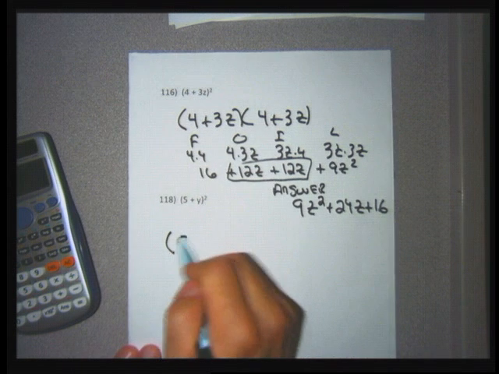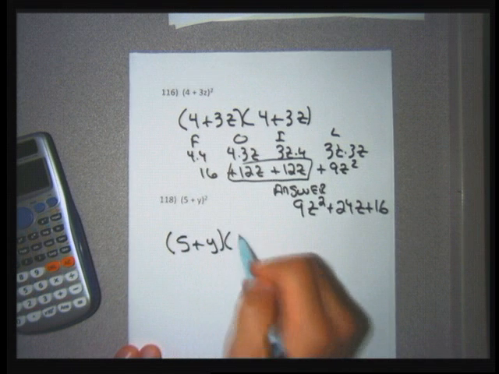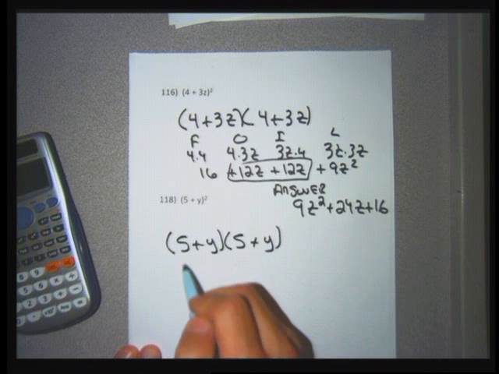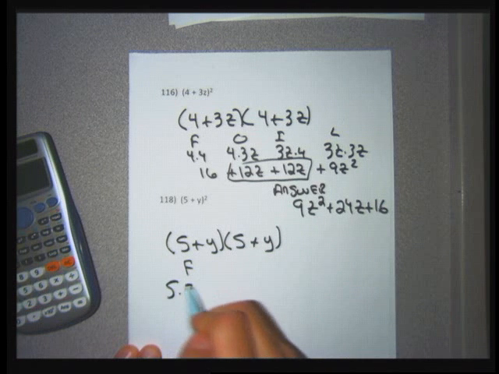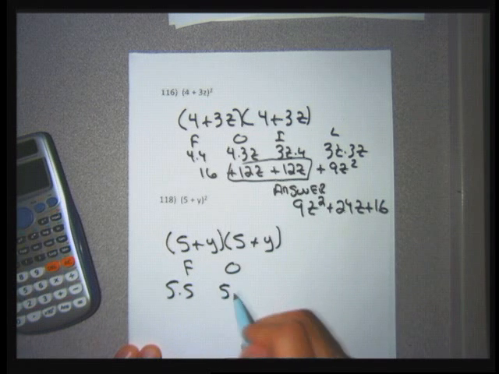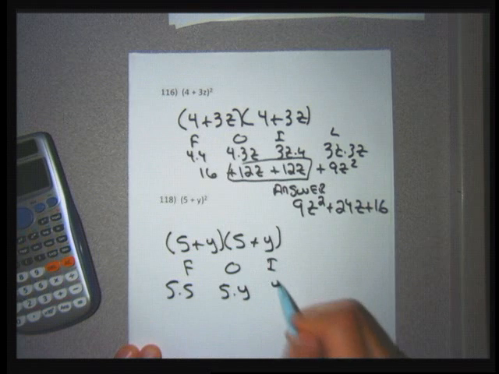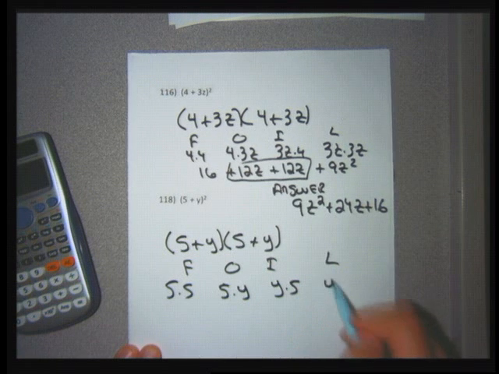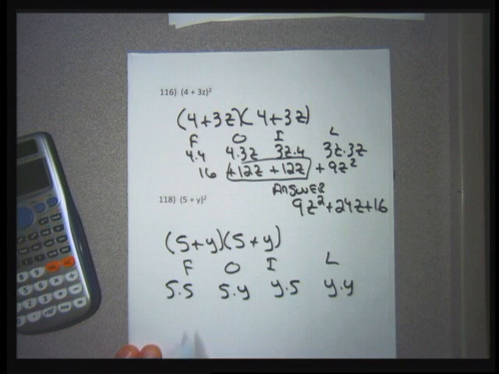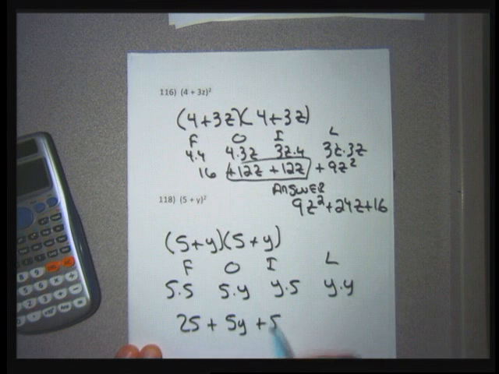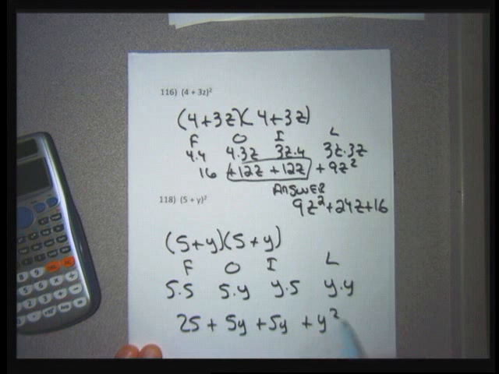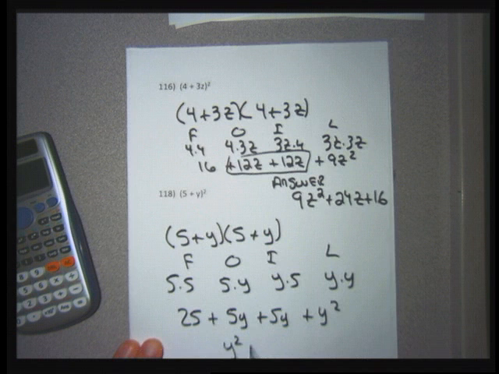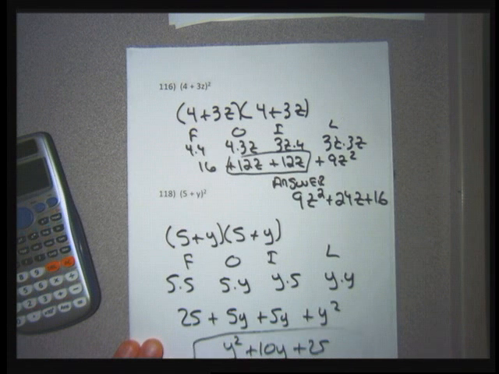118, I'm going to write it as 5 plus y times 5 plus y. Firsts, 5 times 5. Outers, 5 times y. Inners, y times 5. Lasts, y times y. So they give me 25 plus 5y plus 5y plus y squared. Write it in a nice order and combine like terms. I get y squared plus 10y plus 25 for my answer.